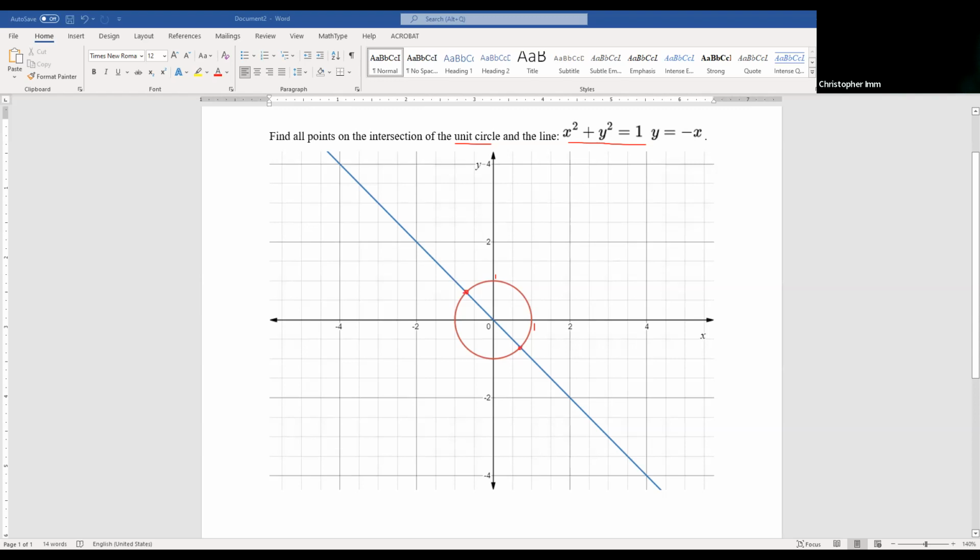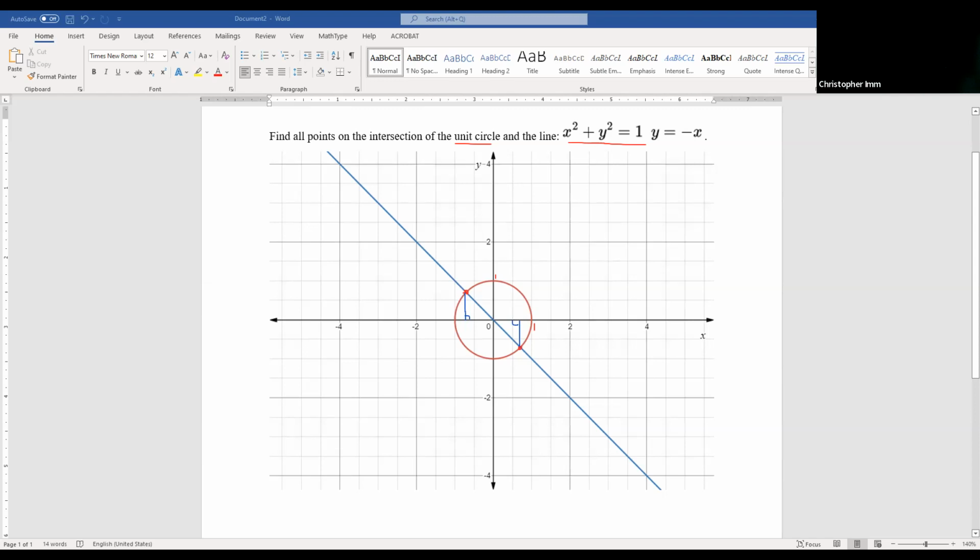So one way we'll see to find those points is we can draw a line down to the x-axis from these points. What happens here is we make a right triangle. So I have a right triangle there in the second quadrant and a right triangle here in the fourth quadrant.